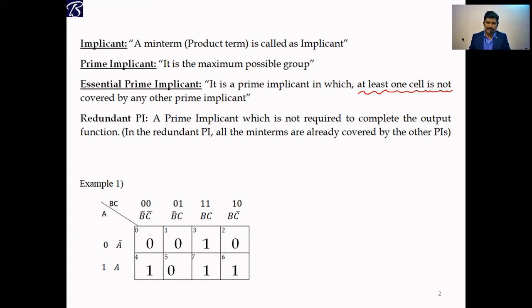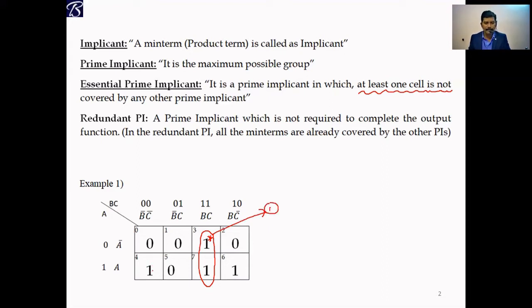Let us see cell number 3 here. How many groups are possible? Only one group is possible here, so cell number 3 and 7. That's why this is an essential prime implicant. So let us group this one and put a star here. That is essential because this is the only group for cell number 3.